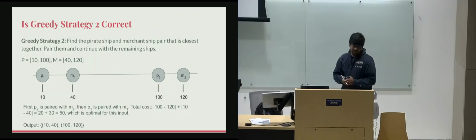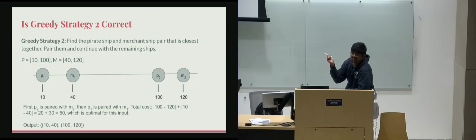So now we are saying find a pirate ship and a merchant ship pair that is closest together. Pair them and continue. So this is a different greedy approach that I was talking about. This can also be one of the approaches that you can use to solve it. I don't know if it works or not. And in order to prove that, you basically have to come up with a counterexample, or you have to sit and prove that it is correct.